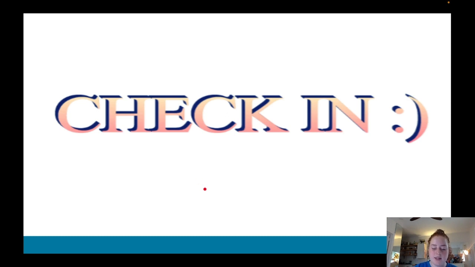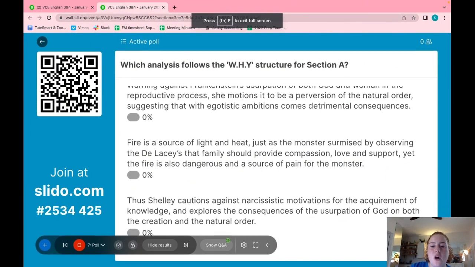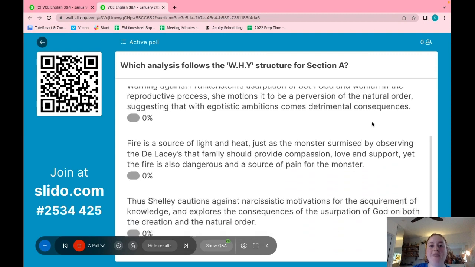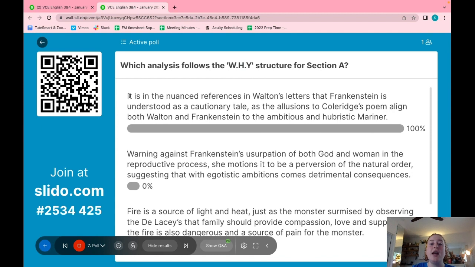make live a quiz. So this is really putting us to the test, but which analysis follows the what, the how, and the why structure for section A, or for our text response? So have a go. What, how, why structure. So we're looking for a quote or evidence discussion. We're looking for how does that relate, what is the author doing, why are they doing it, and how does it position the audience? So is it the first one?